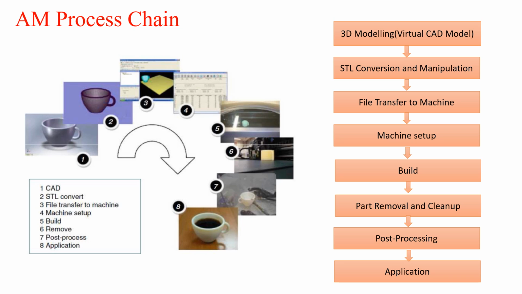So once all these processes are done, we are going to use that particular 3D object. So these are the 8 different steps of the additive manufacturing process: 3D CAD model, STL conversion, file transfer to machine, machine setup, build, part removal and cleanup, post processing and application.